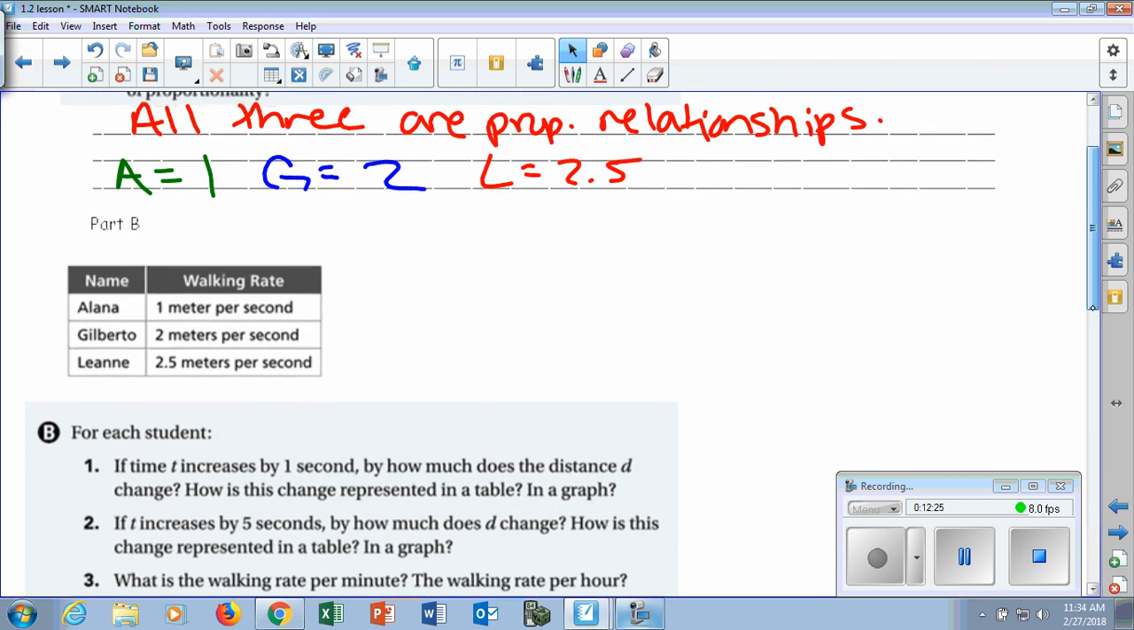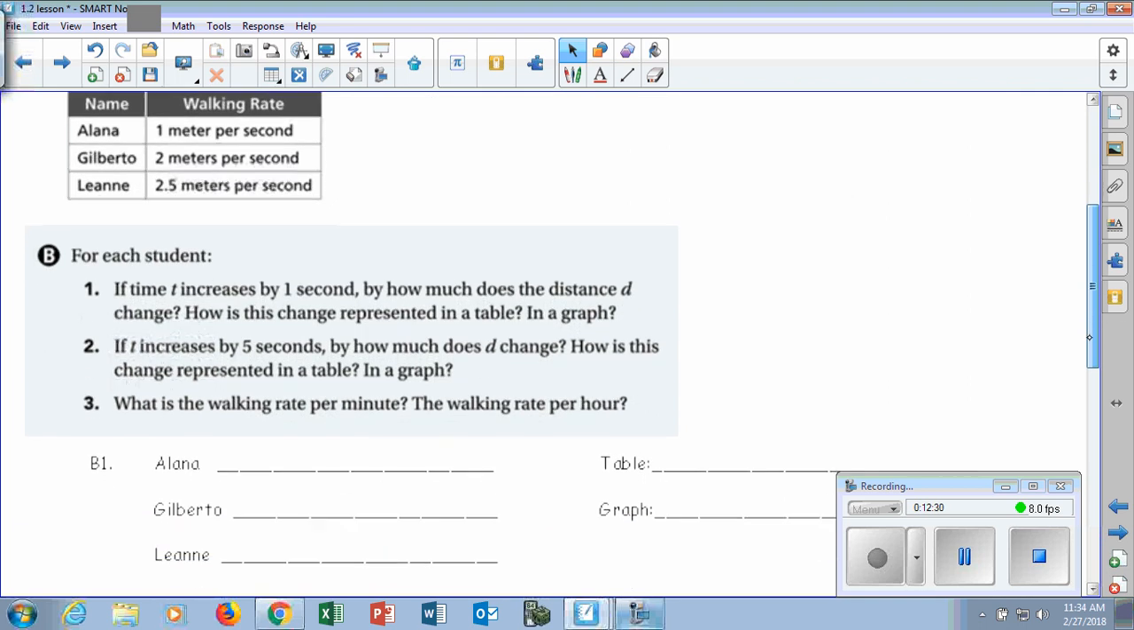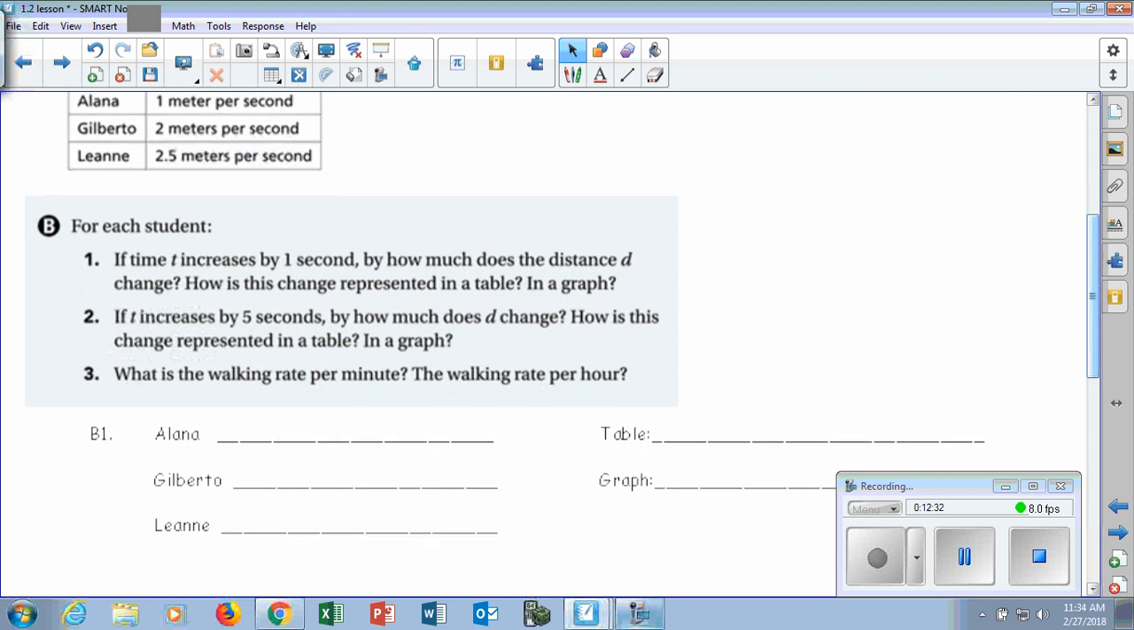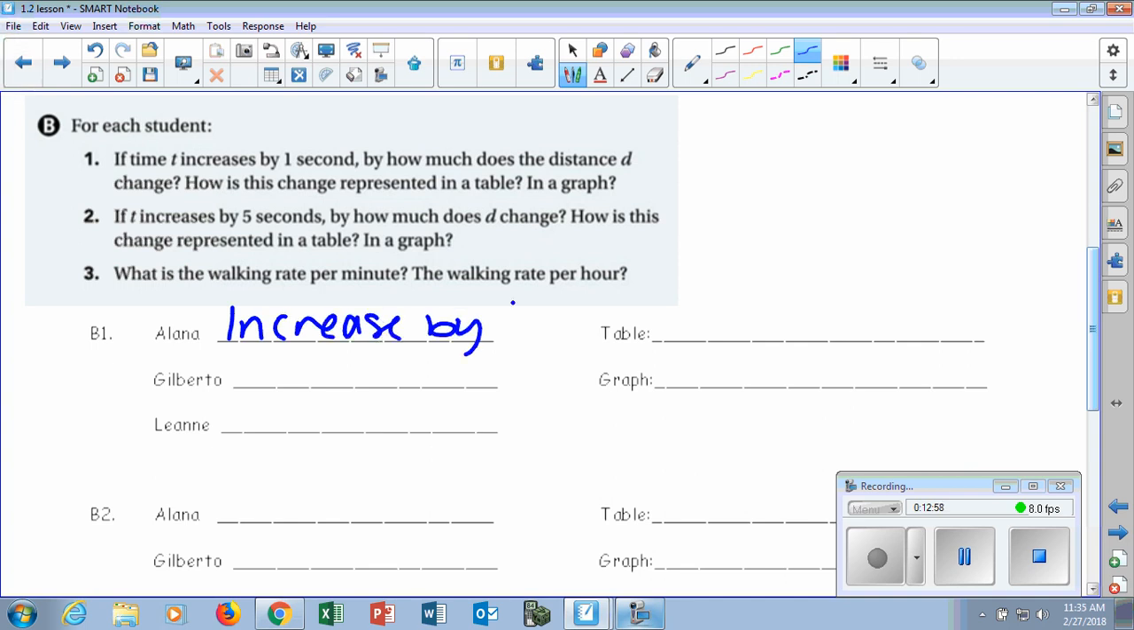If we go on to part B, we have that same table that they showed us in the front. And B says, for each student, 1, if time t increases by 1 second, by how much does the distance d change? How is this change represented in a table and in a graph? Well, in B1, all they want to do is, if the time is 1 second, how far are each of them going to be? In 1 second, Elena's distance is going to increase by 1 meter.